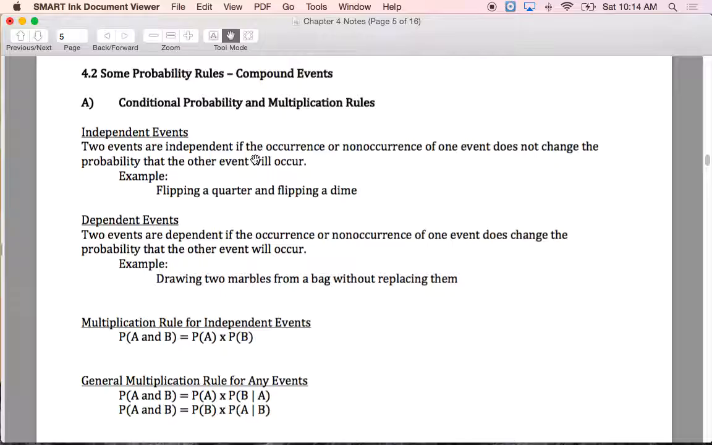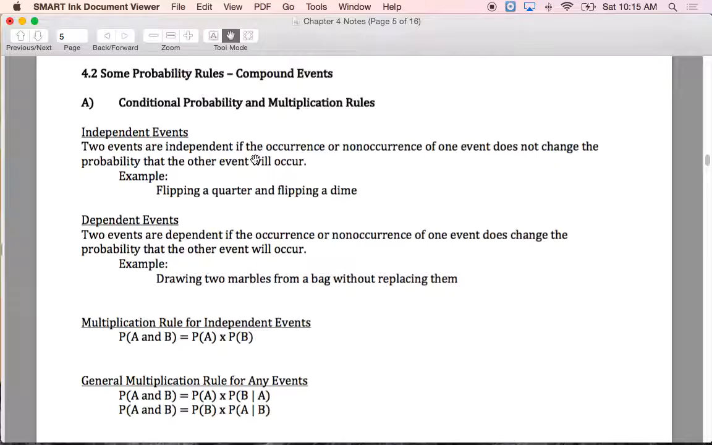So I could get a heads on one, a tails on the other, and it's not going to affect me getting one or the other on the other coin. Dependent events: two events are dependent if the occurrence or non-occurrence of one event does change the probability that the other event will occur. So for example, if you draw two marbles from a bag without replacing them, drawing the first one means you're going to have one less for the total. So your probabilities change because you took one out and didn't replace it.